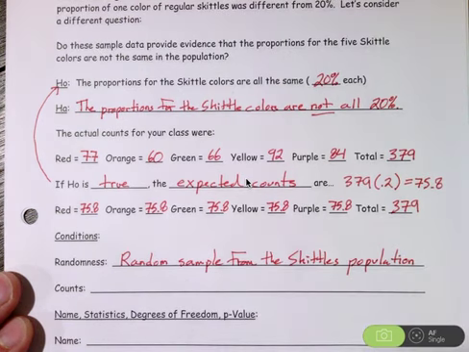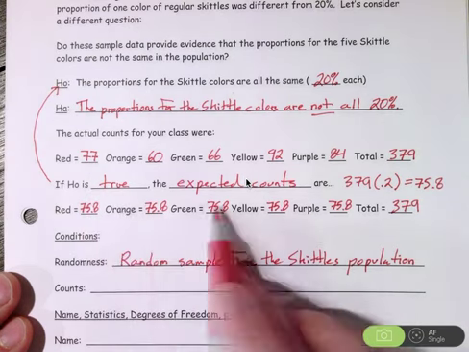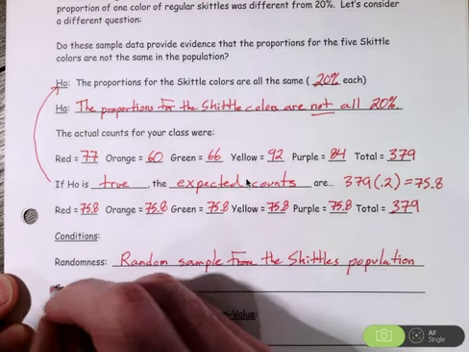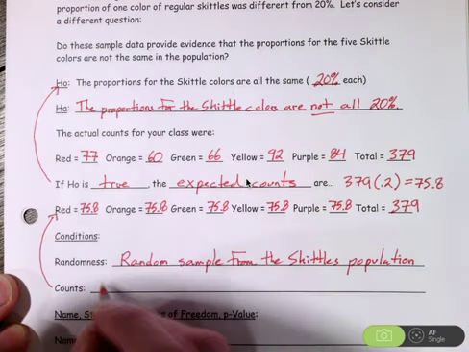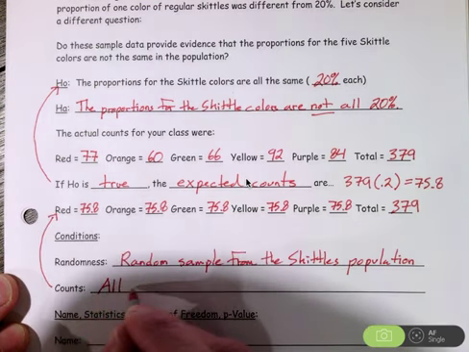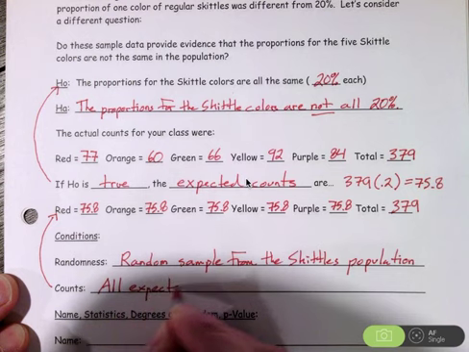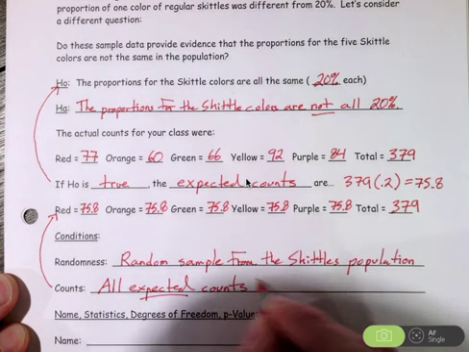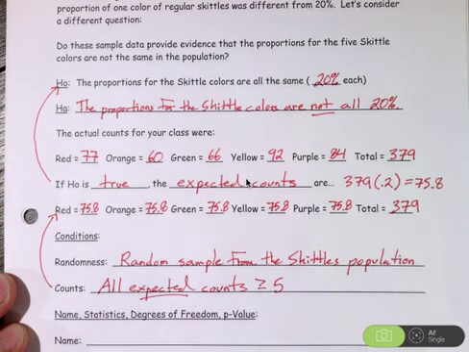So the other condition that we have to check, we have to make sure that essentially our sample size is large enough so that we're getting at least 5 of each of the expected counts. So all of the expected counts, I want them all to be at least 5, and we have no problem with that. So the counts condition, what's important is that all of our expected counts, not the actual ones, but all of the expected counts should be greater than or equal to 5. And they most certainly are.